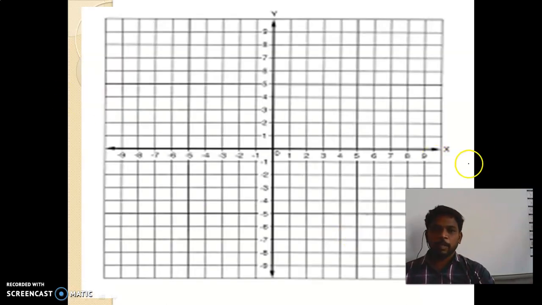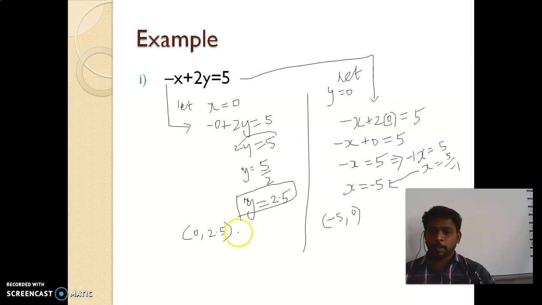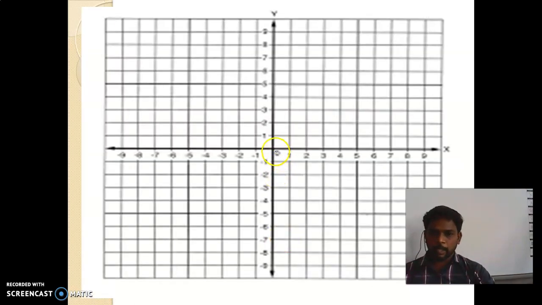This is the graph sheet now. So this is x-axis, this is y-axis, already you know that. And this center point is 0. Now I am going to plot the points. What is the first point? The first point is nothing but (0, 2.5), that is x value 0 and y value 2.5. So 0 is here and y value is 2.5, that is positive, plus 2.5.